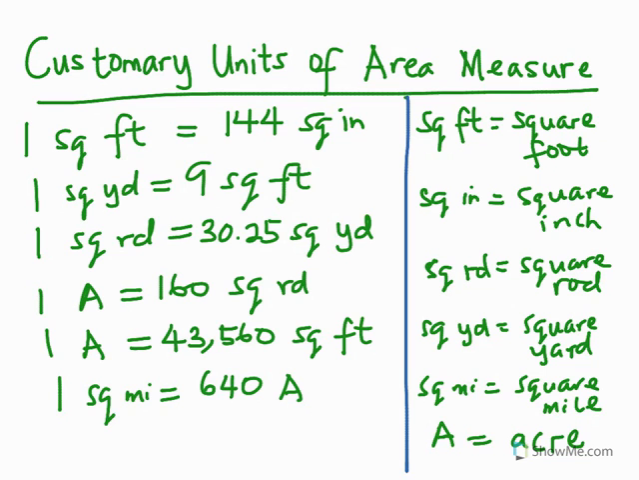1 acre is also equal to 43,560 square feet. 1 square mile is equal to 640 acres. And if you look at your right, that is what the symbols mean.